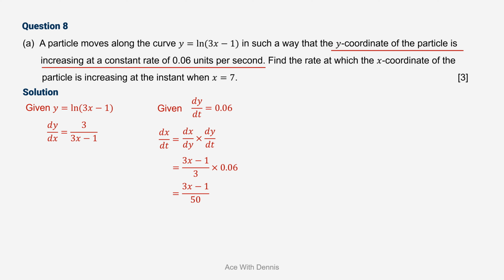So I want to know the rate of the x-coordinate when x equals 7. So just substitute x equals 7 into dx over dt. It becomes (3 times 7 minus 1) over 50. Calculate, and I'll get 0.4 units per second.